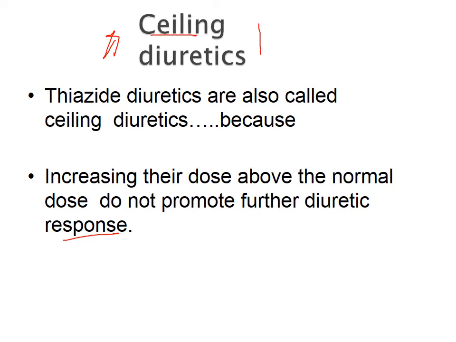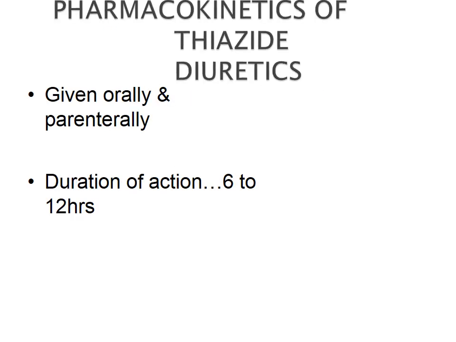So when you are increasing the dose of the thiazide diuretic up to a certain dose, they keep on increasing their diuretic effect, but that is only up to a certain extent. When all the receptors are occupied, that is basically the ceiling effect. After that, if you increase the dose, there is no further diuretic response. Now, pharmacokinetics of the thiazide diuretics: basically they are given orally and parenterally. The duration of action is about 6 to 12 hours.